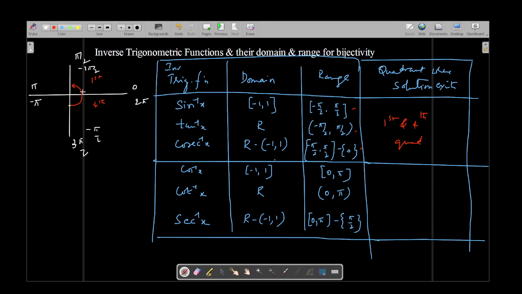Next we have 0 to pi. 0 is here, and 0 to pi is the first and second quadrant. So all this is necessary for us to proceed with the problems.